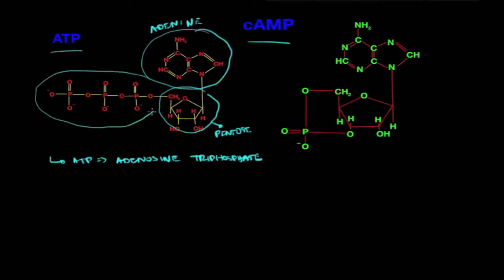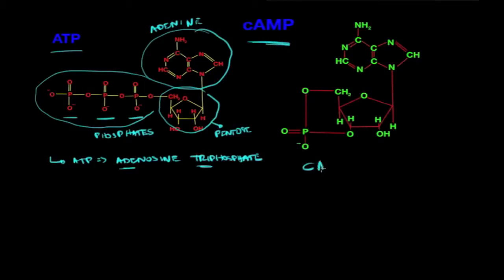So you have adenine as a base, the pentose right there, and 3 phosphates right here, 3 phosphates in ATP, because it's adenosine triphosphate, due to the base and the 3 phosphates that you see there.